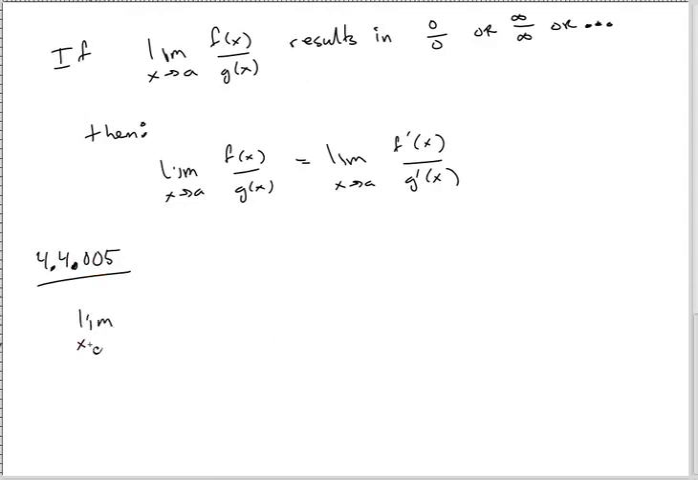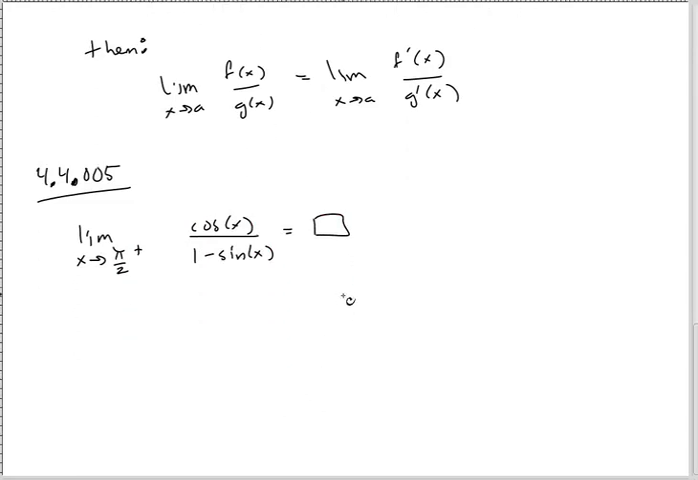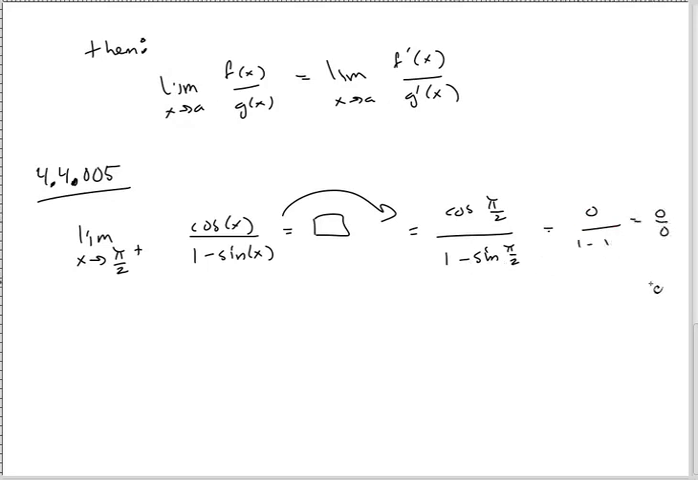So here we go. We got the limit as x goes to pi over 2 from the right, it's going to be important later, of cosine of x over 1 minus sine of x. Basically, we're doing a ton of limits today. I need to figure out what this would be, and if I plug in the pi over 2, I get cosine of pi over 2, and 1 minus sine of pi over 2, so a 0 on top, and 1 minus 1 on the bottom, so 0 over 0. And you can see this is kind of like, oh no, what do we do?